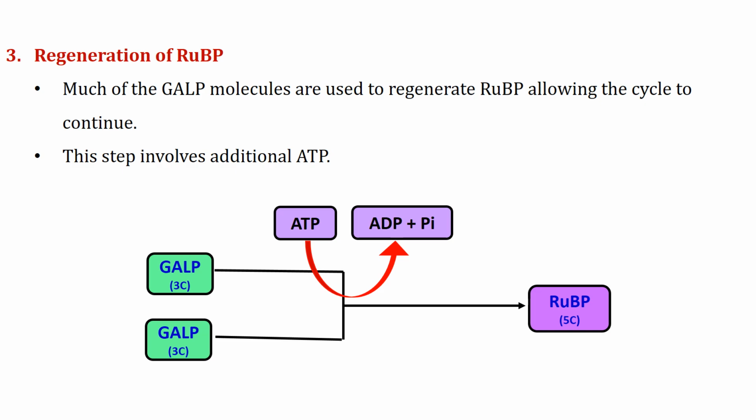Next comes the regeneration of RuBP. Most of the GALP is recycled to reform RuBP so the cycle can continue. This step also uses ATP, making it energy dependent. Without this step, the cycle would stop after one turn.